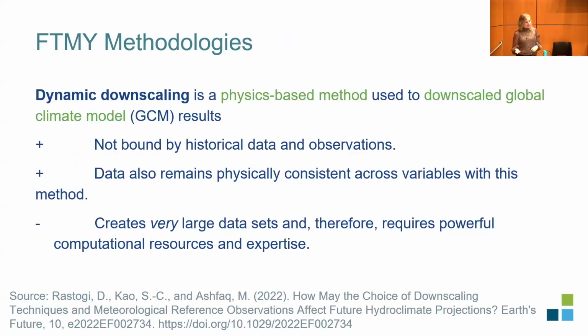And then finally, the last is dynamic downscaling. This is the most complex of the proposed methodologies. This is a physics-based method, and it is using global climate models or global circulation models. This is not bound by historical data. The data remains physically consistent, so it is psychrometrically accurate. The problem is it creates huge data sets and requires very powerful computation. We're talking weeks on a supercomputer still, so it's just not something you can do from your laptop.